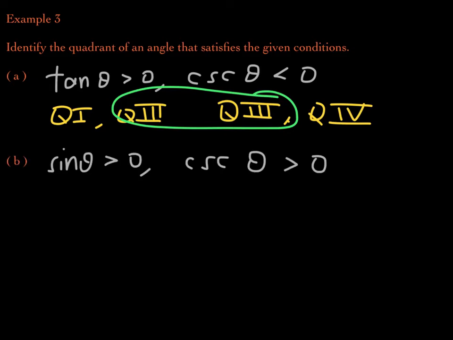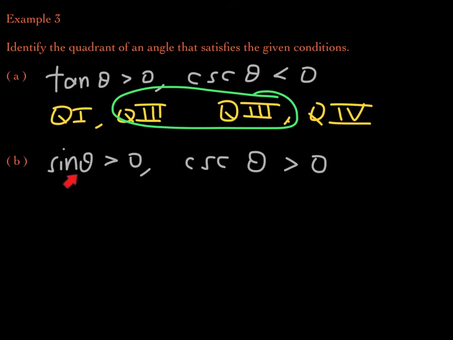The next one, sine of theta is positive, cosecant of theta is positive. Wait a minute, sine and cosecant are reciprocal functions. So they're going to have the same signs in these quadrants. So it's kind of silly to be considering both of these, right? If sine's positive, cosecant will also be positive. If sine's negative, then cosecant will also be negative because they're reciprocals, and reciprocals have the same sign. So all I really have to think about is one of these.